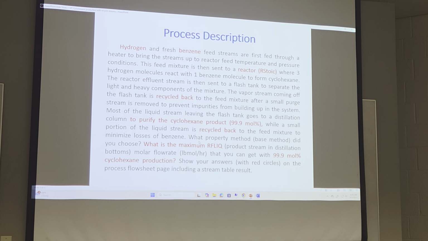The questions are, what property method did you choose? That's the first question. How can we find out? In Aspen, you can choose the method assistant, and the method assistant will recommend several different property methods. Then you can answer the first question by trying those several different property methods. What property method did you choose?